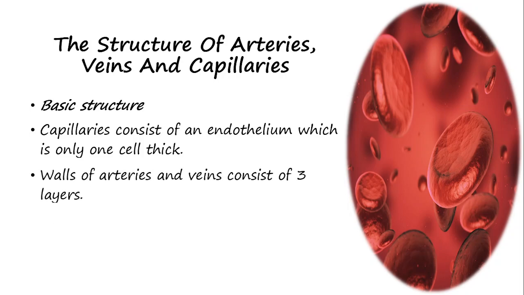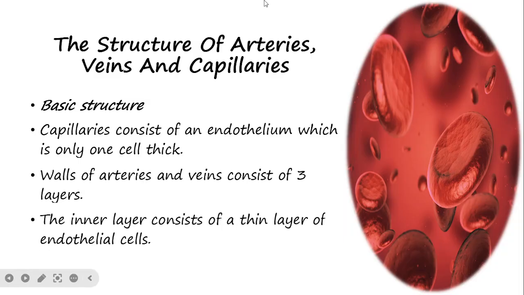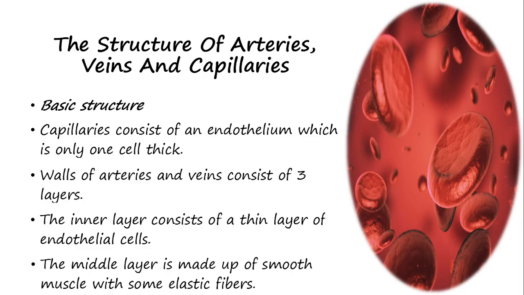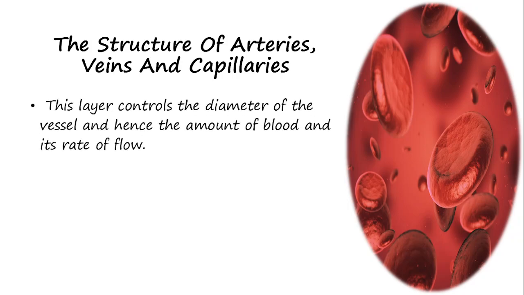The walls of the arteries and the veins consist of three layers. Only capillaries consist of the endothelium, which is one cell thick, while the walls of the arteries and the veins consist of three layers. The inner layer consists of a thin layer of endothelial cells. The middle layer is made up of smooth muscle with some elastic fibers, and this is the layer that controls the diameter of the vessel, and hence the amount of blood and its rate of flow.